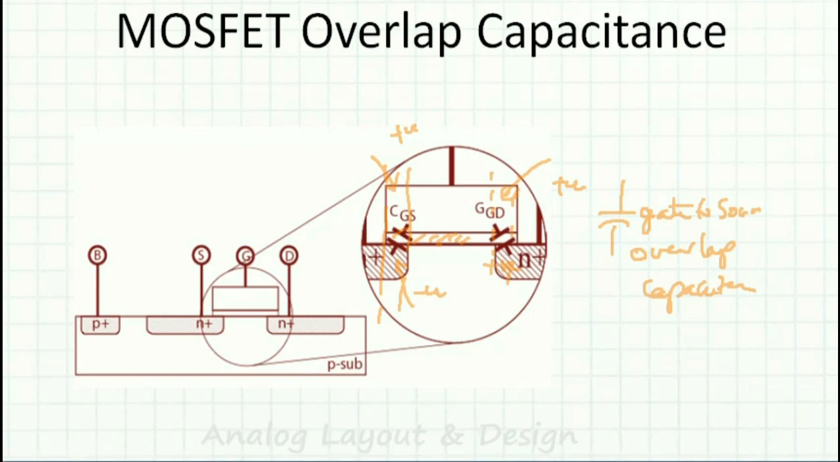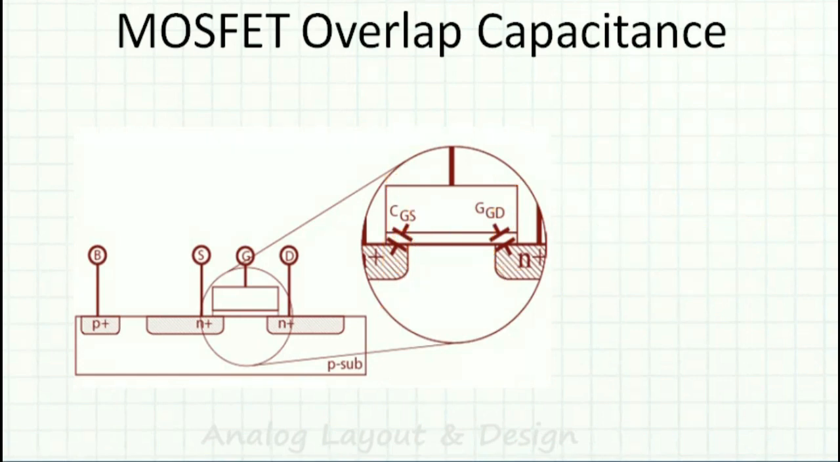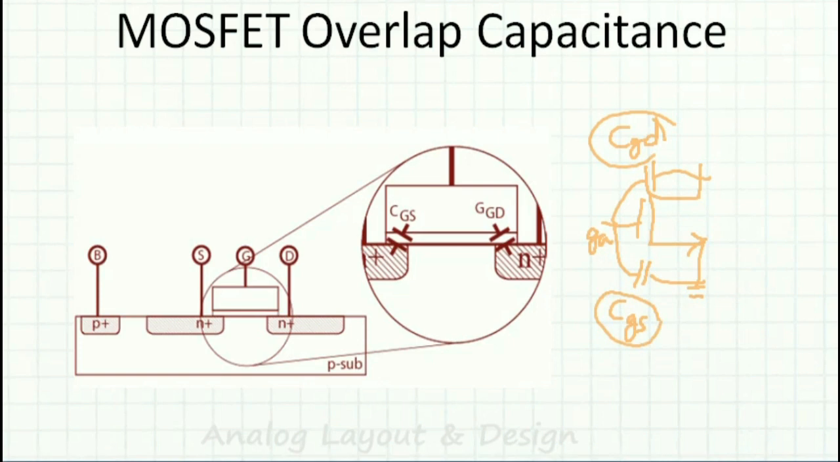Similarly, we have gate to drain overlap capacitance. You would have seen in circuits like this, I have a MOSFET like this, this is the gate. They will show a capacitance like this, CGD, and a capacitance between gate and source, this is CGS. These are the parasitic capacitances formed because of a structure like this.